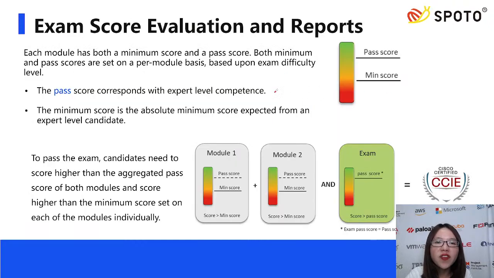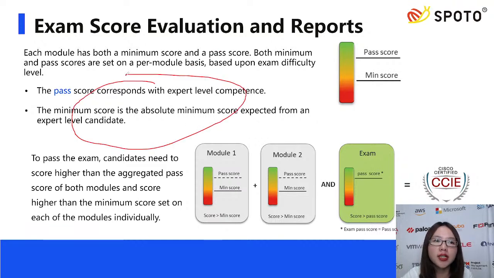Candidates will have full visibility on all questions within this module. Point values associated with each item are displayed within this module. To pass the exam, candidates need to score higher than the aggregated pass score of both modules. There cannot be a situation where a module score is too low, because Cisco needs comprehensive talents.